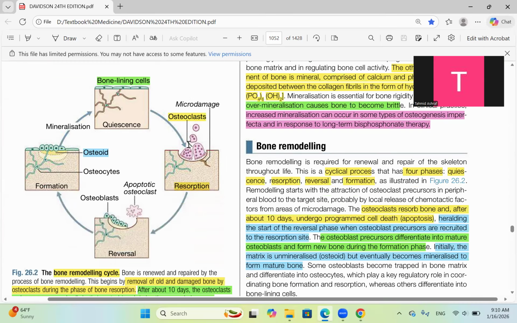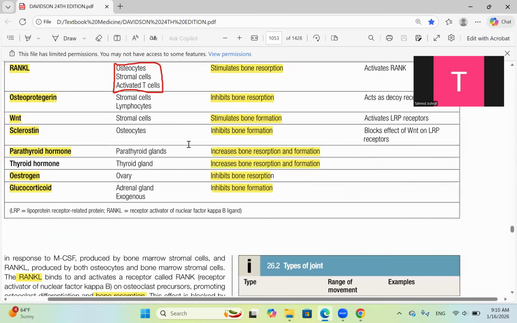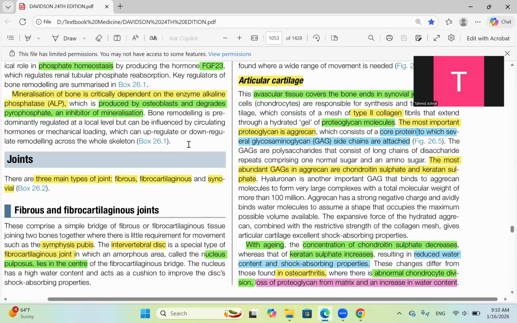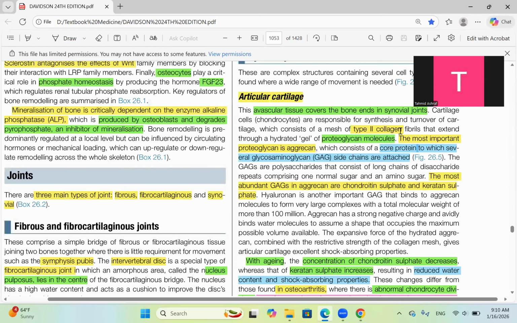And then when we are studying the articular cartilage, this is composed mainly of type 2 collagen. These type 2 collagens stay in a hydrated gel-like structure, and that gel-like structure is composed of proteoglycan molecules. So proteoglycan gel, and there we will find type 2 collagen. So type 2 collagen suspended in proteoglycan gels.